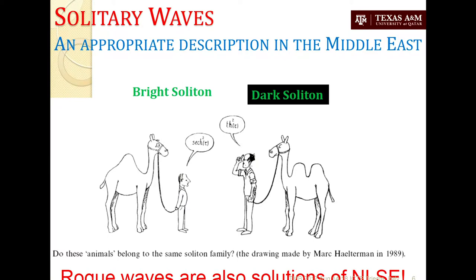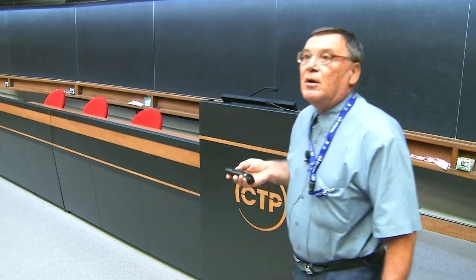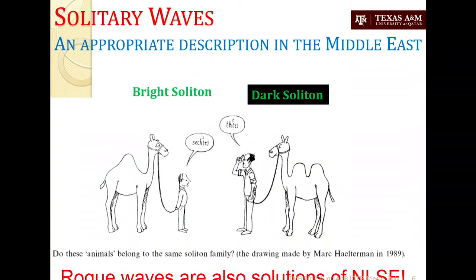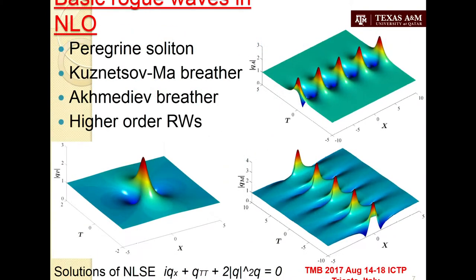What is important here is that actually rogue waves are also solutions of this simple nonlinear Schrödinger equation. As you probably all know, the nonlinear Schrödinger equation as written here is completely integrable. But it contains very many solutions, and some of those are stable, like the bright solitons, but most of the solutions which ride on a background, like the dark and other types of solitons, are unstable as such. And so among the basic rogue waves, we distinguish the Peregrine soliton, Kuznetsov-Ma breathers, Akhmediev breathers, and then out of these basic solitons or breathers, higher order rogue waves are formed.